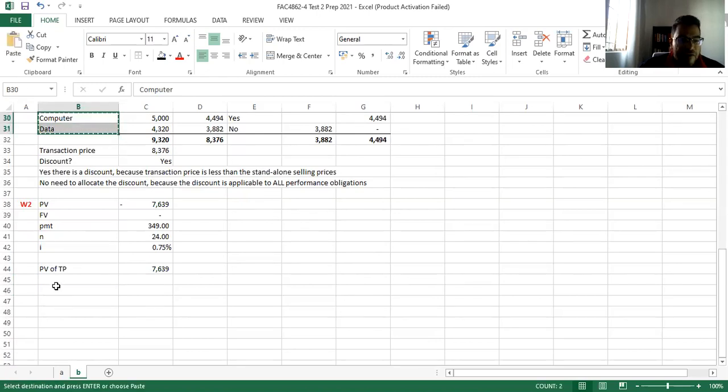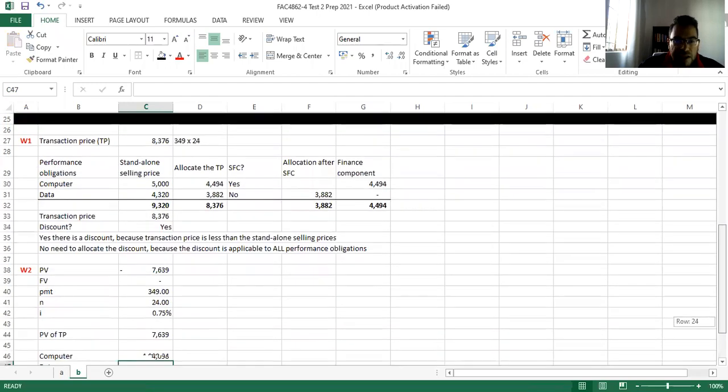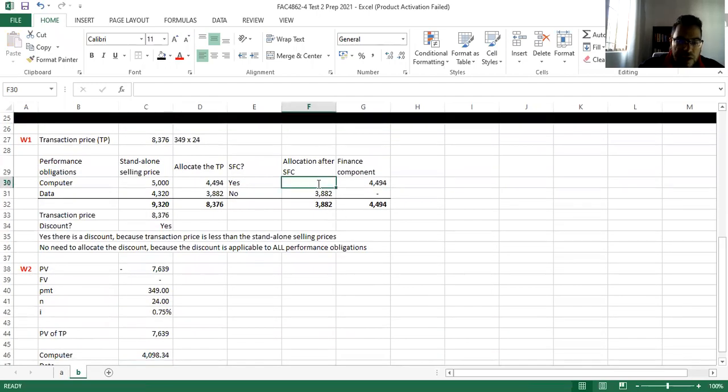We don't really need to have it for data because we only want it for computer. So basically, the computer is, we know it's 5,000 Rand standalone selling price, divided by the sum of the standalone selling prices, multiplied by the present value. So therefore, the present value of the computer is 4098.